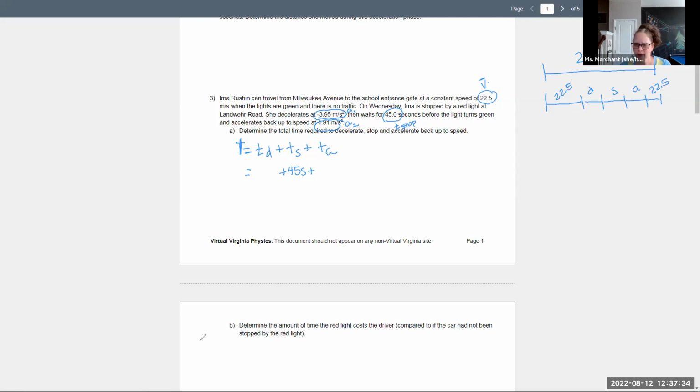So when I'm worried about this one here, that's my decel. I don't know the time that I'm decelerating. That's what I'm trying to find. So time, we don't know what that is. What do I know? I know my initial velocity because it's going 22.5 until we get there. What else do I know? I know my acceleration for right there is -3.95.